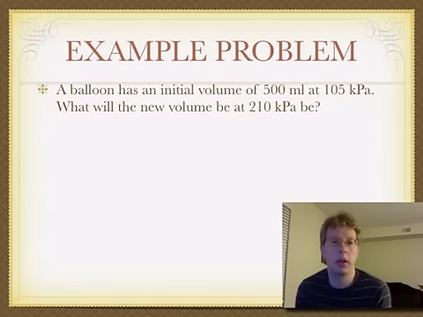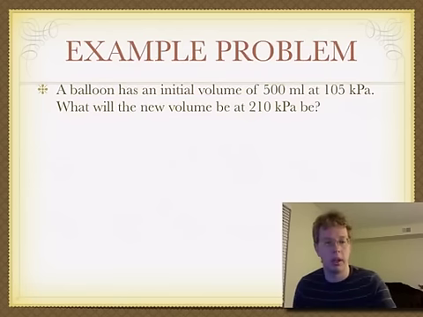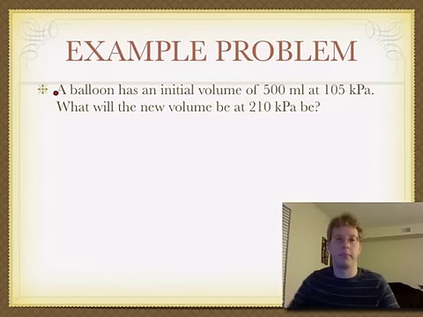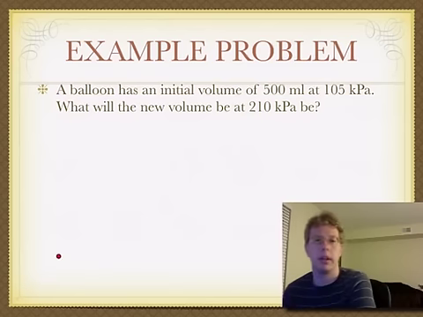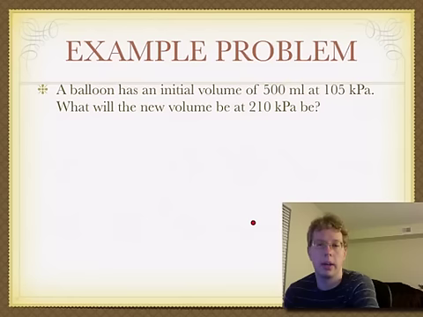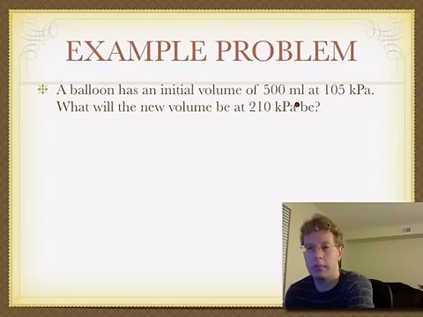So if we go ahead and take a look at this example problem here, what I've got going on in the problem is a balloon has an initial volume of 500 milliliters at 105 kilopascals. What will the new volume be at 210 kilopascals? In this case, our initial volume is this 500 milliliter part here. Okay, so this is V1.